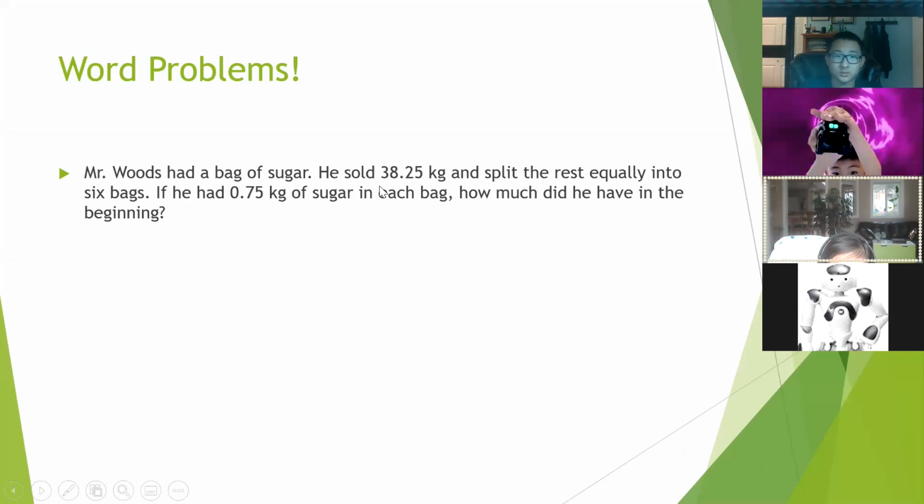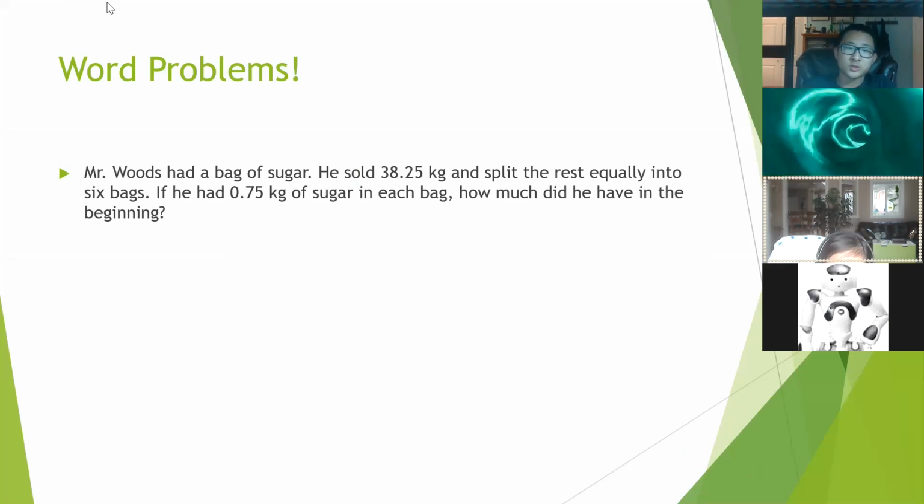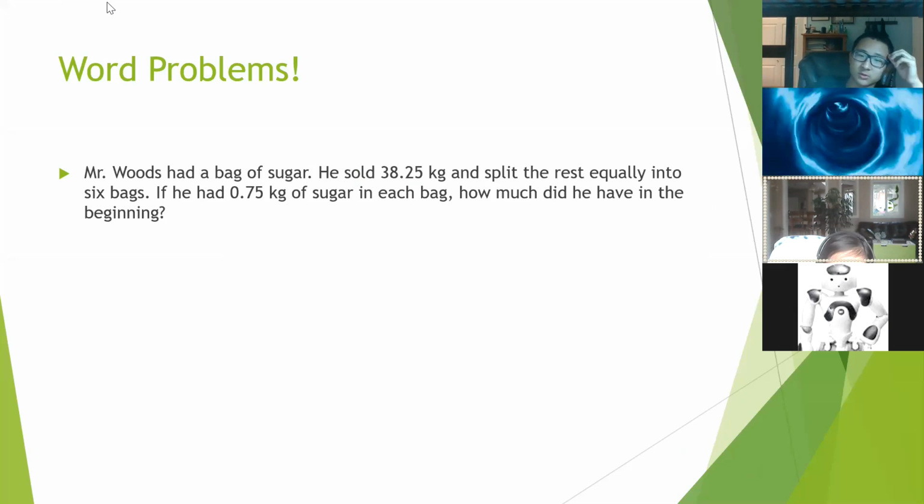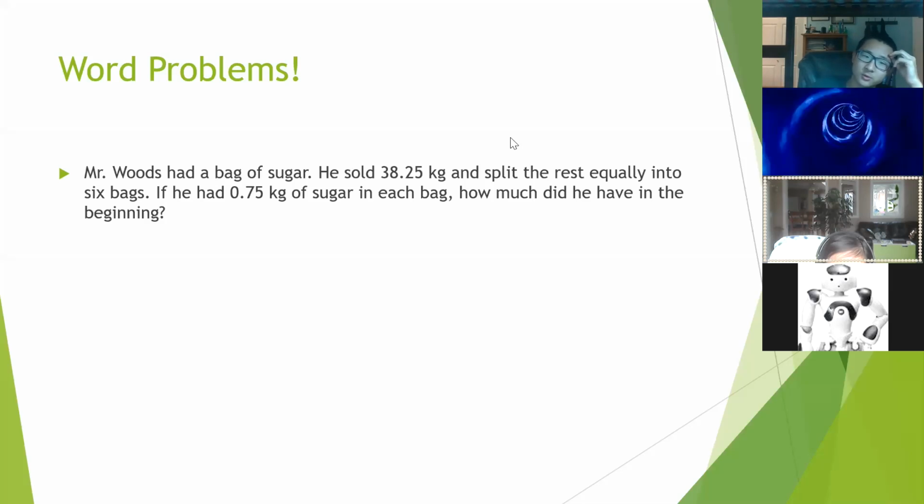Class is over in, well, actually, I'll just go over the word problem. Guys, I'll just go over the word problem and then class is over. So Mr. Woods had a bag of sugar. He sold 38.25 kilograms and split the rest. I already said this. So first, what we're going to do is we know he has 6 bags and 0.75 kilograms are in each bag.